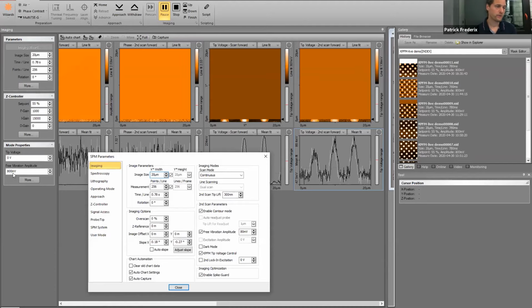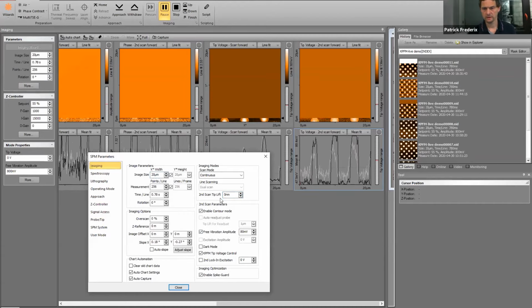And this I can now change by reducing the lift height. Since I'm working with a free amplitude before of 800 millivolts, 80 millivolts is much smaller, so I can even go down to 0 nanometers. And when I do that, you will immediately see an increase in signal of the second scan. So we are now much closer to the surface, and you see that.